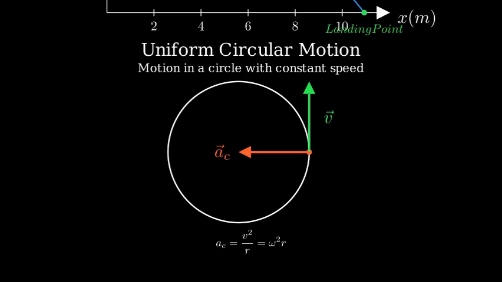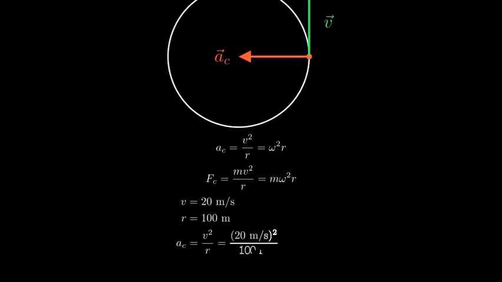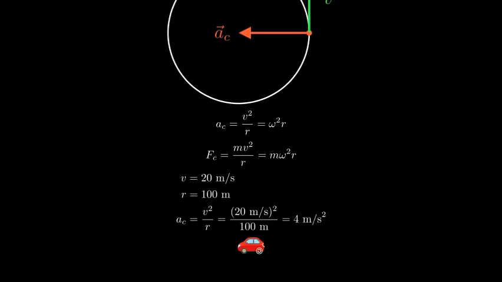Its magnitude is going to be v squared over r, or omega squared r, where omega is the angular velocity. The centripetal force, by Newton's second law, is then given by m v squared over r, or m omega squared r. As an example, a car moving at 20 meters per second around a circular track with a radius of 100 meters has a centripetal acceleration given by 20 squared over 100, or 4 meters per second squared.